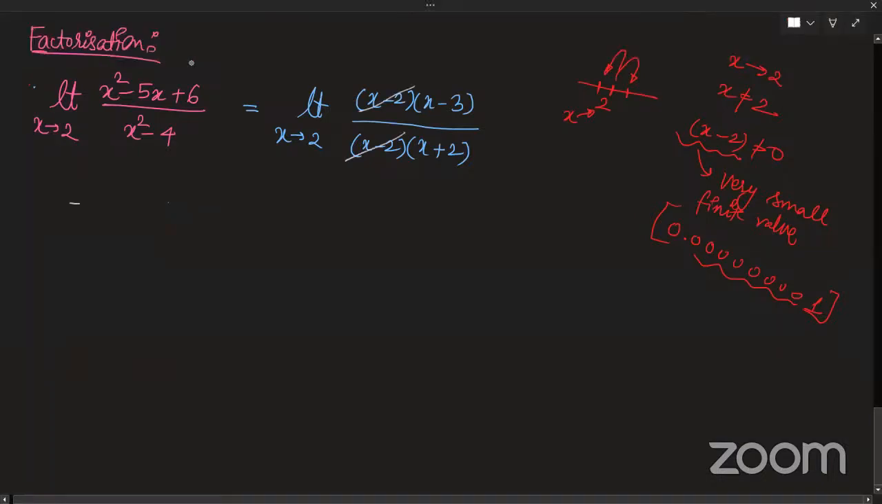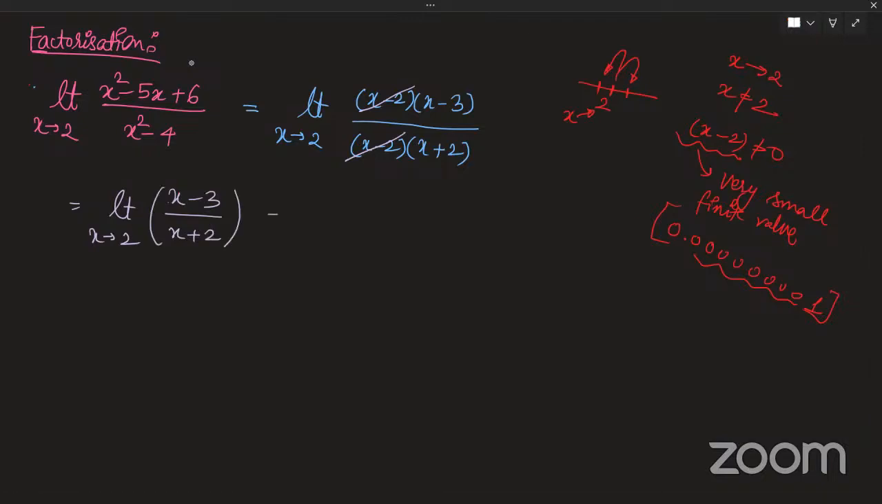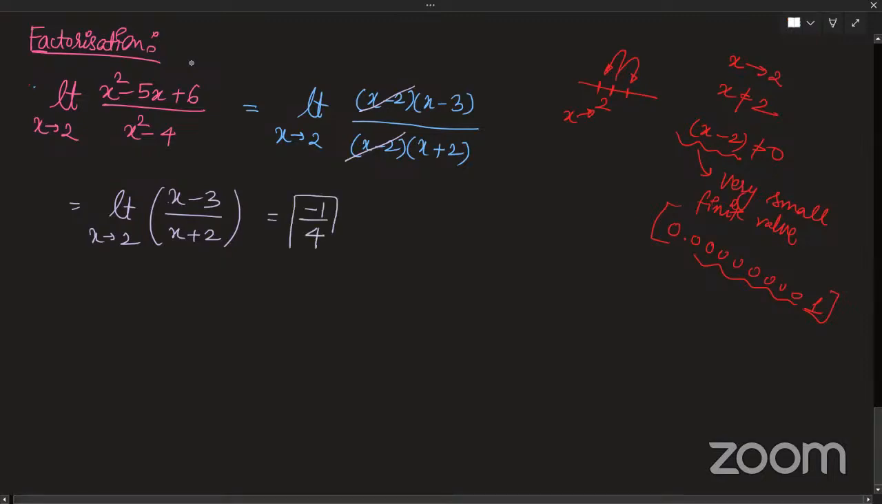So you will be left with limit x tends to 2, x minus 3 by x plus 4. What is this value equal to? Minus 1 by 4. Correct. Minus 1 by 4. Absolutely correct. Okay. So this is how you approach it by factorization.